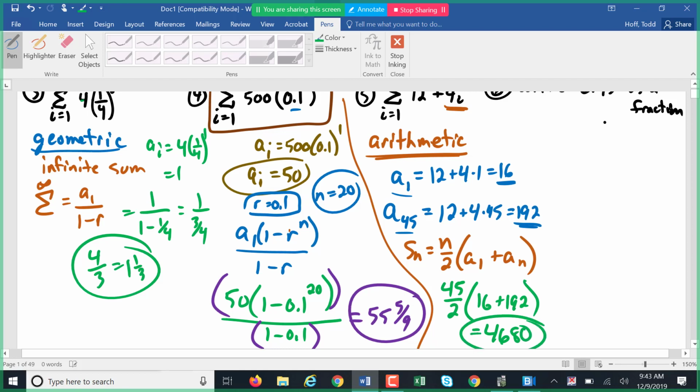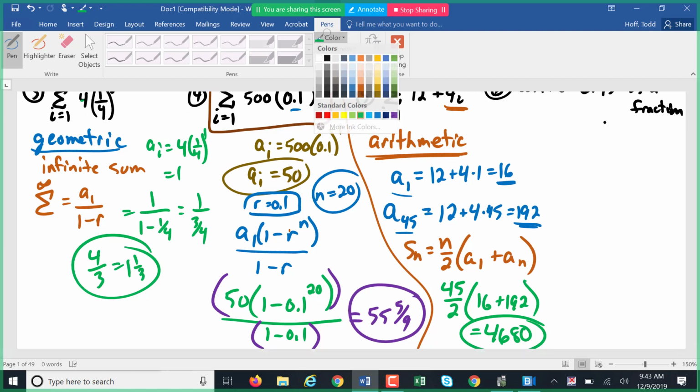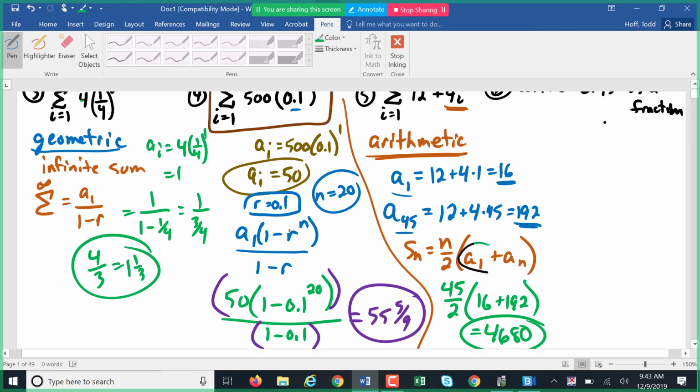Is that sum. And that makes sense as well, because we're starting at 12 going up to 192, and there's 45 terms in there. So we're looking at somewhere around just over 100 per term as the average. That's what we're really doing here, finding the average value of a term. We take the smallest term and the largest term and divide by 2. That's the average value of a single term. Then you're just multiplying by n, which is the number of terms there are.